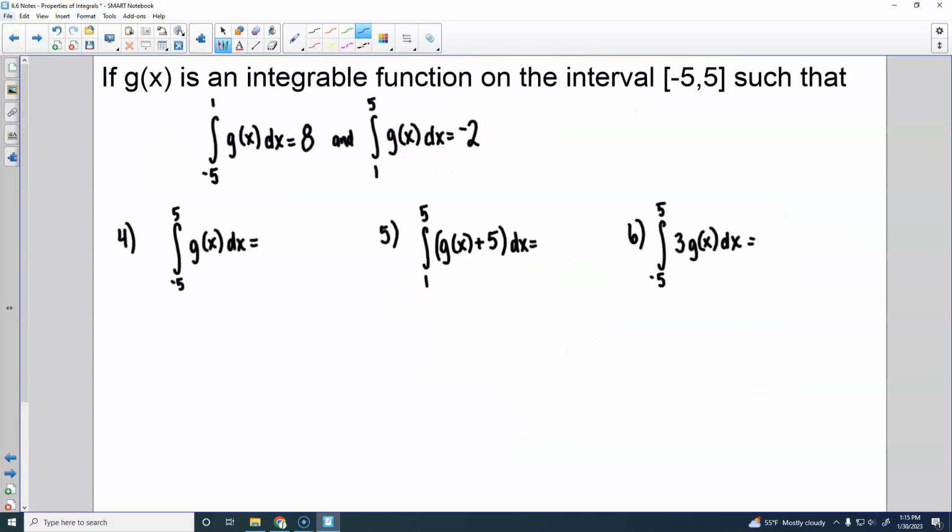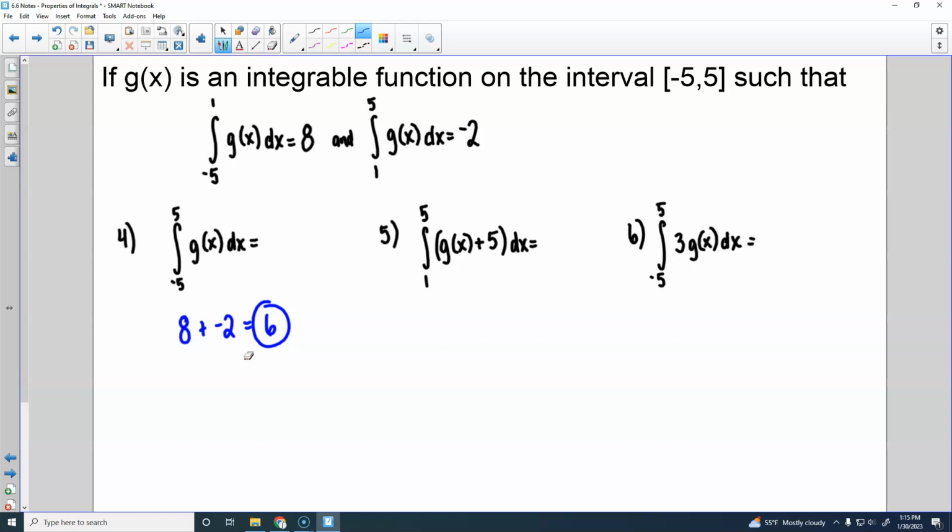Okay, so our next one, we have a function that is integrable from -5 to 5, and they give us the integral from -5 to 1 and the integral from 1 to 5. So the first thing they want us to do is find the integral from -5 to 5, which is going to be piecing these two pieces together. So we would just have to do 8 plus our -2, and that would give us 6 as our answer here.